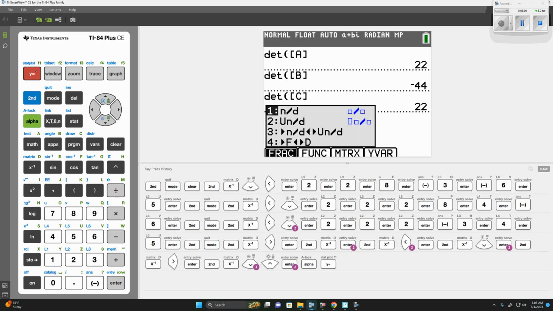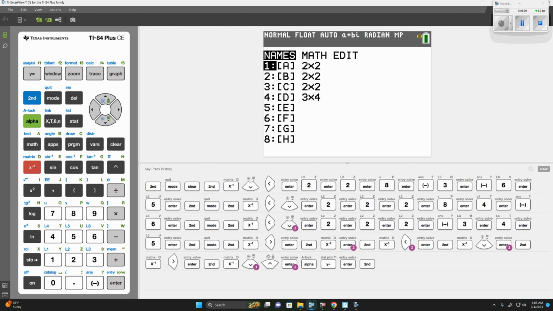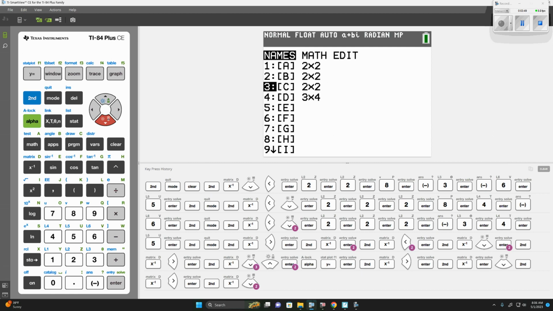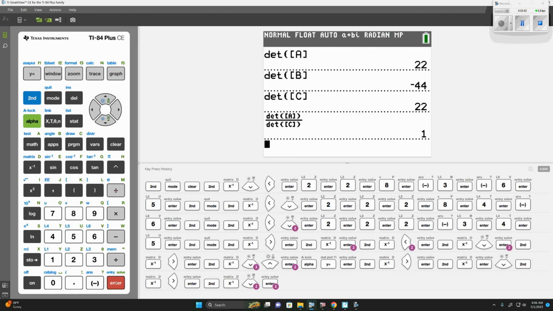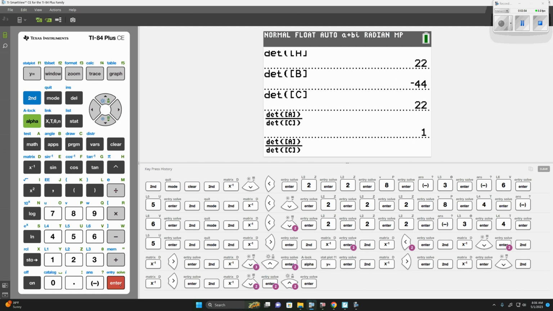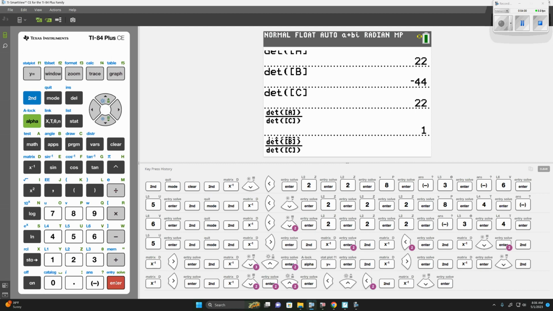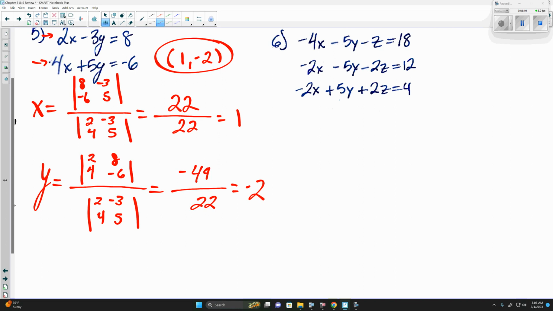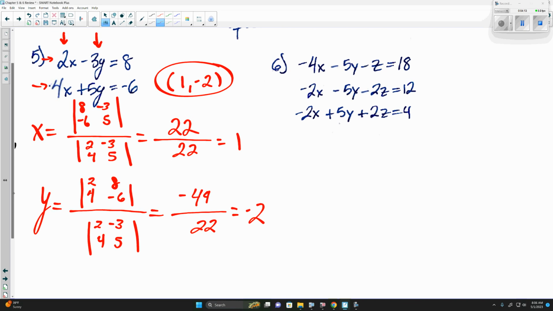Or, in the calculator, we can go second matrix determinant, second matrix A, over second matrix determinant, second matrix C, and it tells us that it is indeed 1. Then we can go back in and replace A with matrix B and get -2. So our solution is the point 1, -2. Questions on this here?